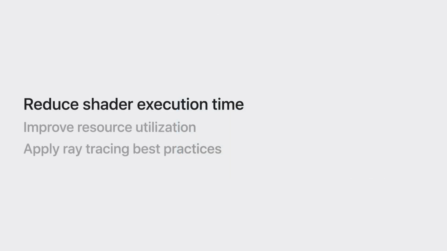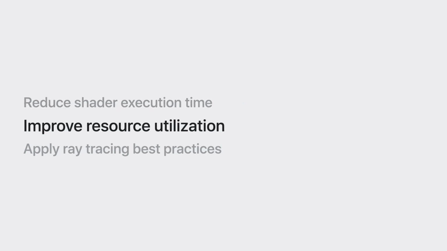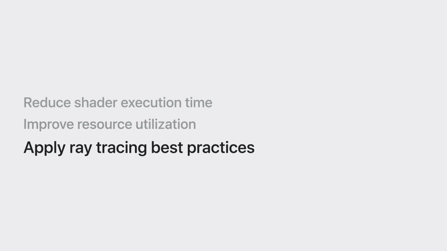You can improve your shaders' performance by reducing their runtime with features in the Metal shading language, increasing parallelism by improving resource utilization from the shader, and making the most of the ray tracing acceleration hardware in the Apple Family 9 GPUs.